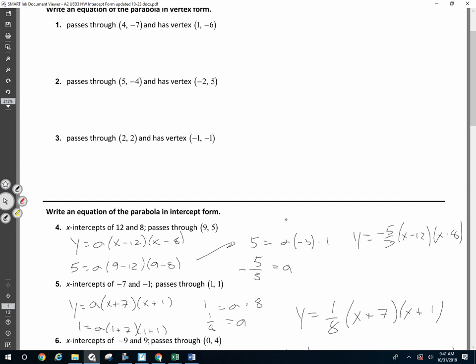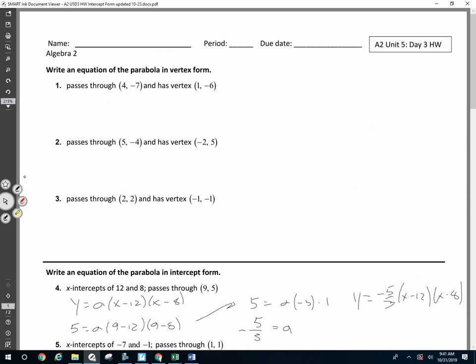Okay, moving up. This is review. Write an equation in vertex form. Let's remember vertex form. Y equals. I don't want to call it vertex form. I want to call it transformation form. x minus h squared plus k.